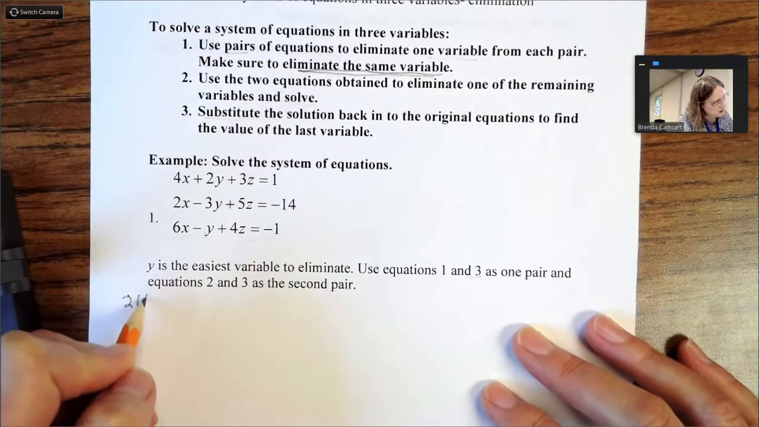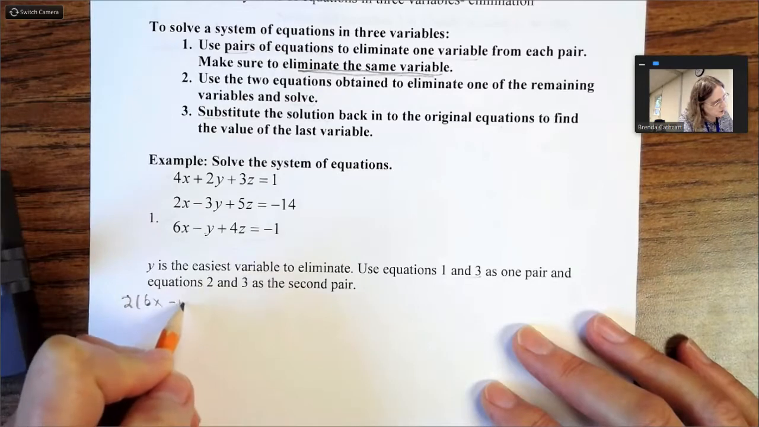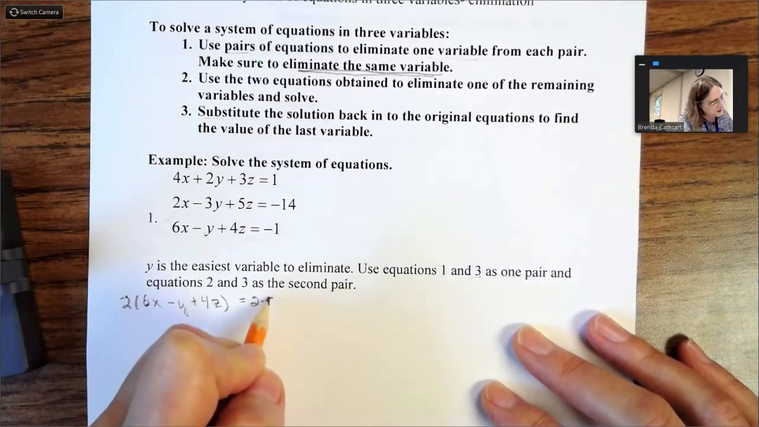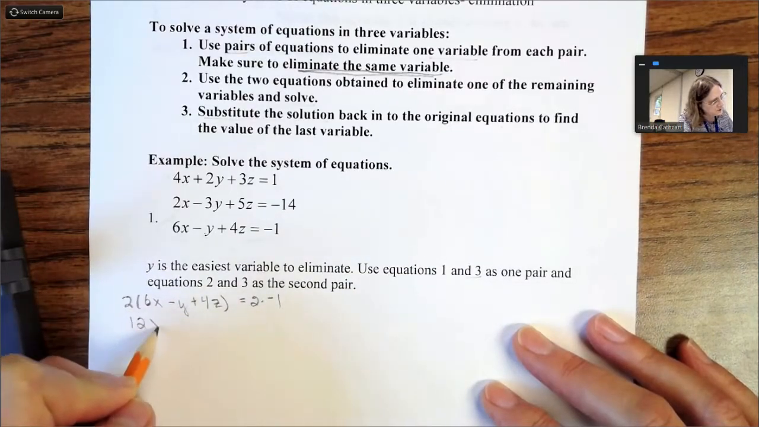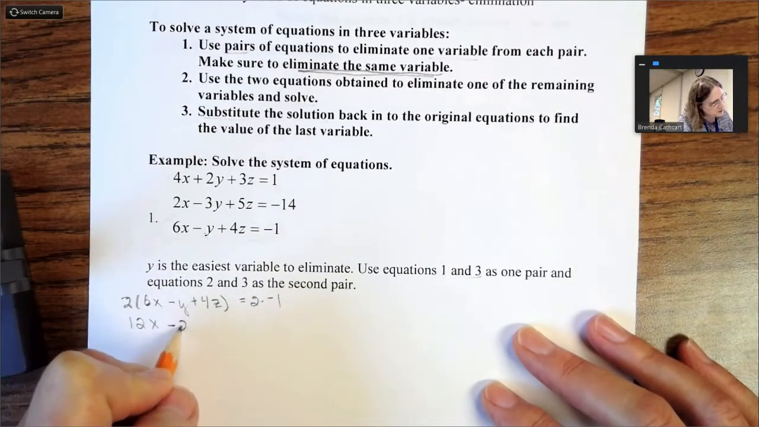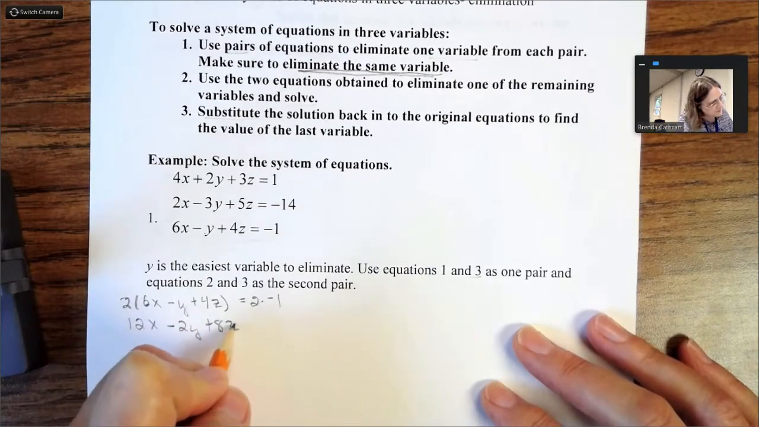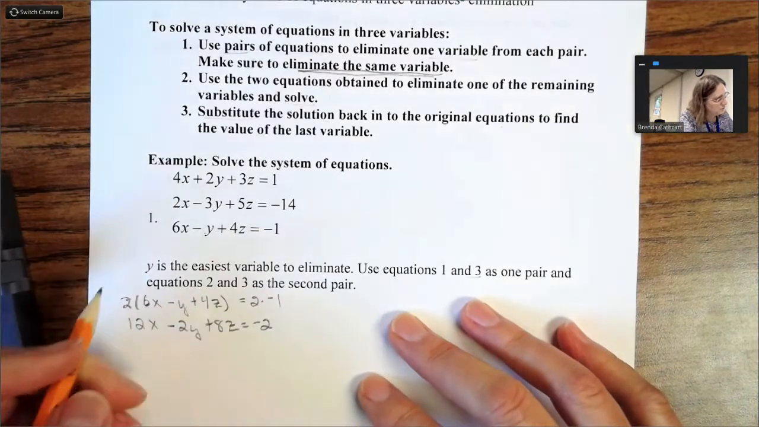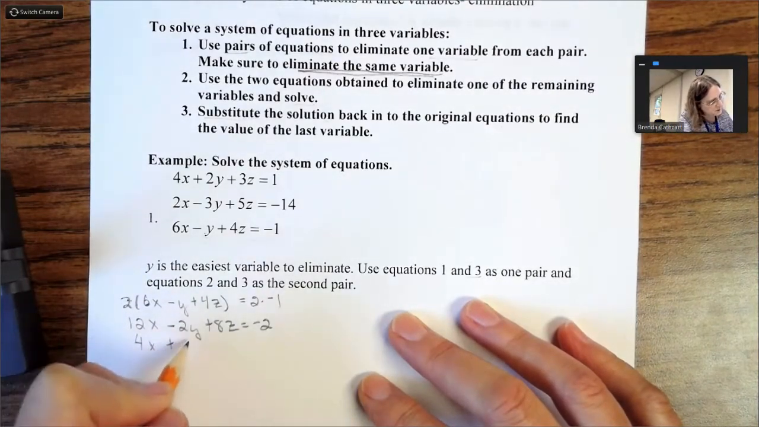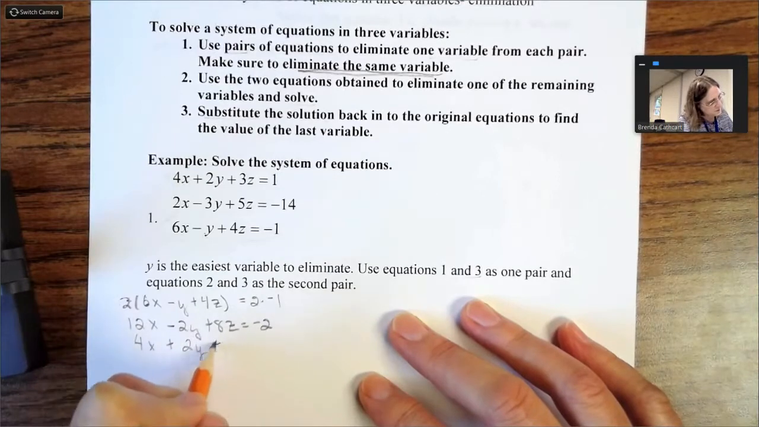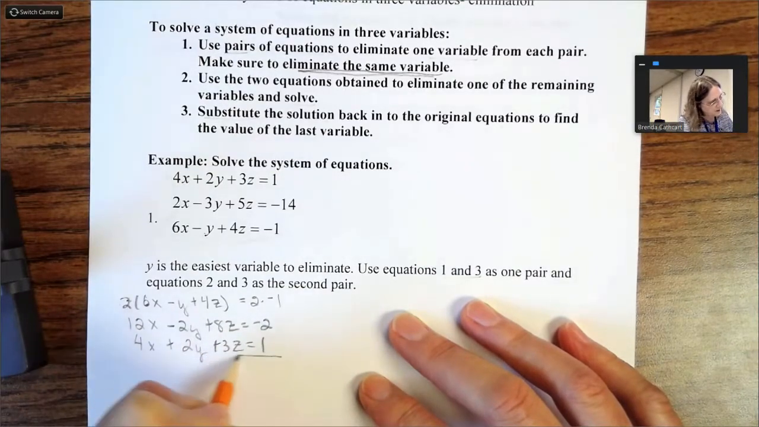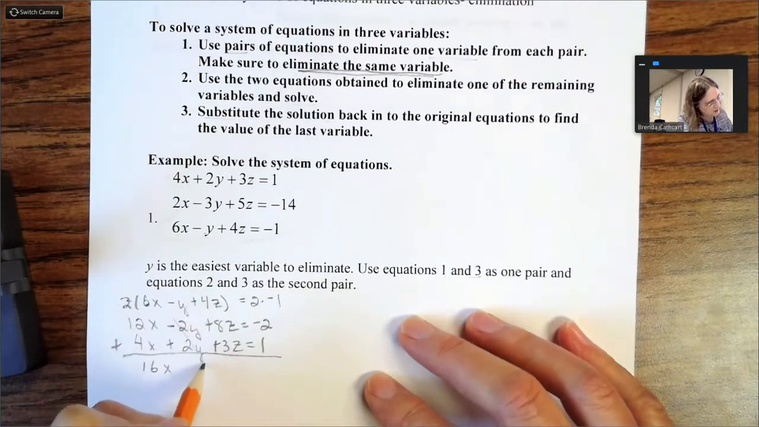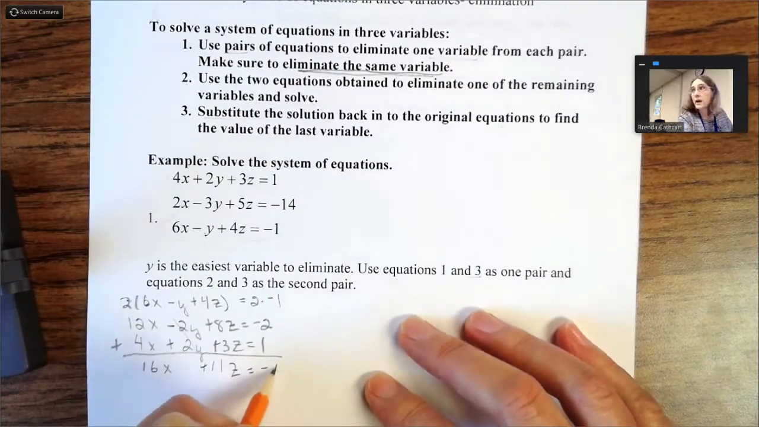We're going to do 2 times 6x minus y plus 4z equals 2 times negative 1. Distributing gives us 12x minus 2y plus 8z equals negative 2. And we're going to compare that with our first equation of 4x plus 2y plus 3z equal to 1. Adding these together gives us 16x, our y's add to 0, plus 11z equals negative 1.